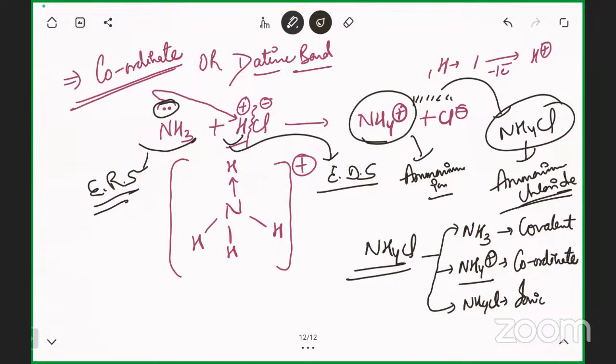When it was in the form of NH3, it was a covalent bond. When it formed NH4 positive, it was forming a coordinate bond. When it was NH4Cl, it was forming an ionic bond. Clear?